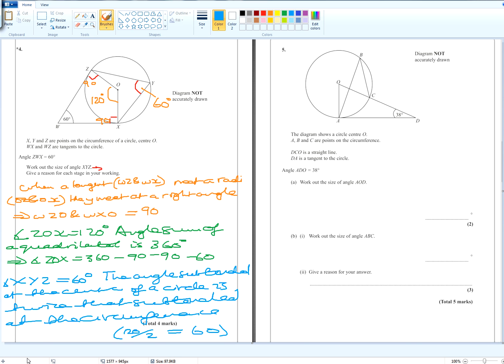Are we done on that? Yeah. Sure? So to get the 4 marks in that question, you've got to give those 3 statements. You've got to explain where the 90s came from. You've got to explain where the 120 came from. You've got to explain where the 60 came from. So you have to explain mathematically 3 of those statements.